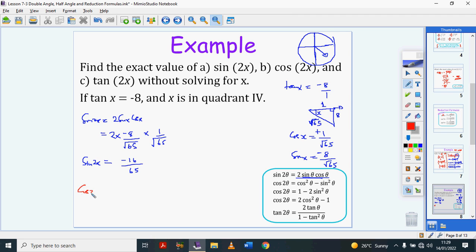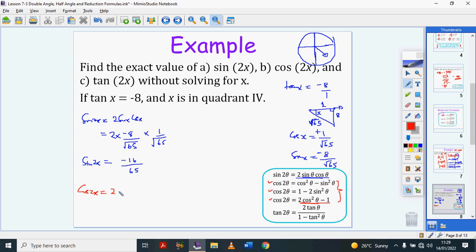Cosine 2x, according to this formula, I can either use this one, or this one, or that one, right? I'm going to pick the easiest one to use. I'm going to pick the cosine x. Cosine 2 theta in terms of cosine is just 2 cosine squared theta minus 1. Like I said, you can pick any one of these three because you have the sine, you have the cosine, so you can pick any one of these three. So I'm going to use the third one, 2 cosine squared x minus 1.